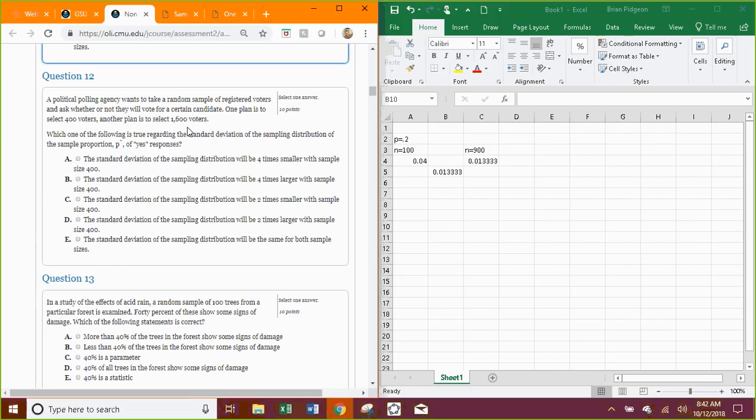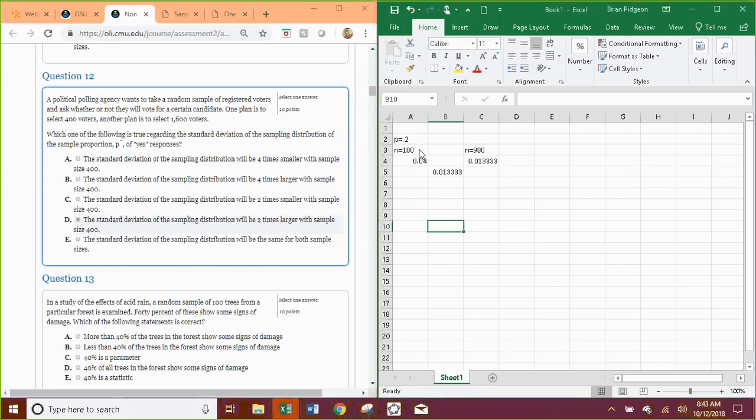The larger one's always smaller. But these are all in terms of the sample size of 400, so we will know that it will be 2 times larger with sample size 400. And if we go back to the other thing we've done, let's just change this to 400 and 1600, and you'll see it's going to be double what the other one is.